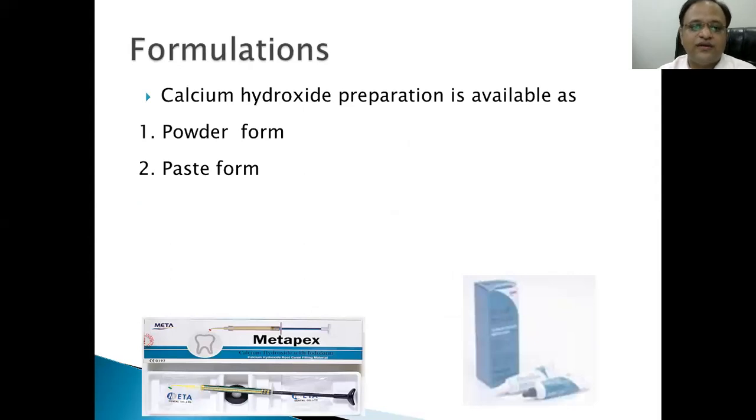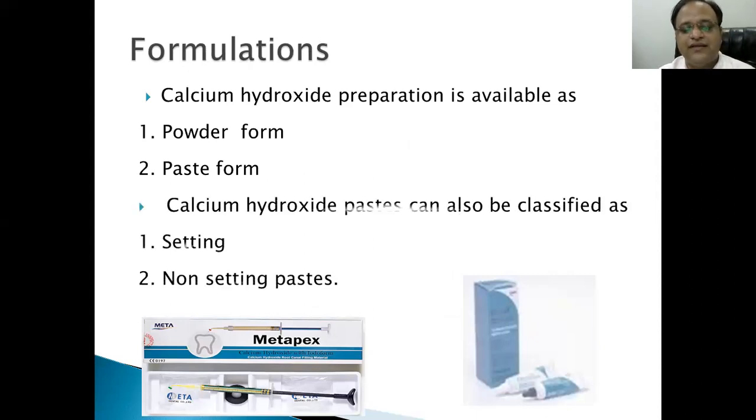So what are the common formulations that are available? Calcium hydroxide is available as a powder form or as a paste form. Also, calcium hydroxide can be divided as setting calcium hydroxide and non-setting calcium hydroxide. Setting calcium hydroxide is used only in restorative dentistry and not in endodontics. Coming to non-setting paste, Metapex is a frequently used calcium hydroxide with iodoform and with an oily vehicle.